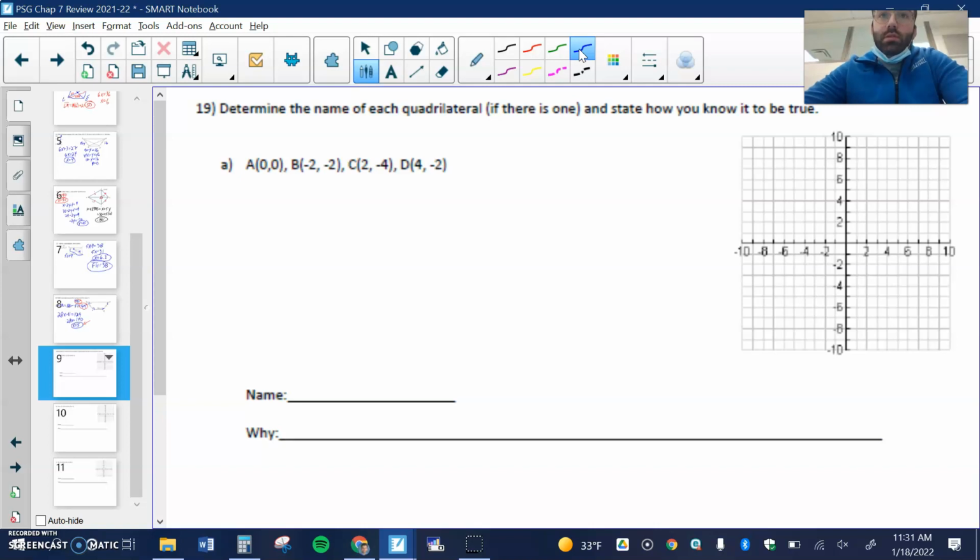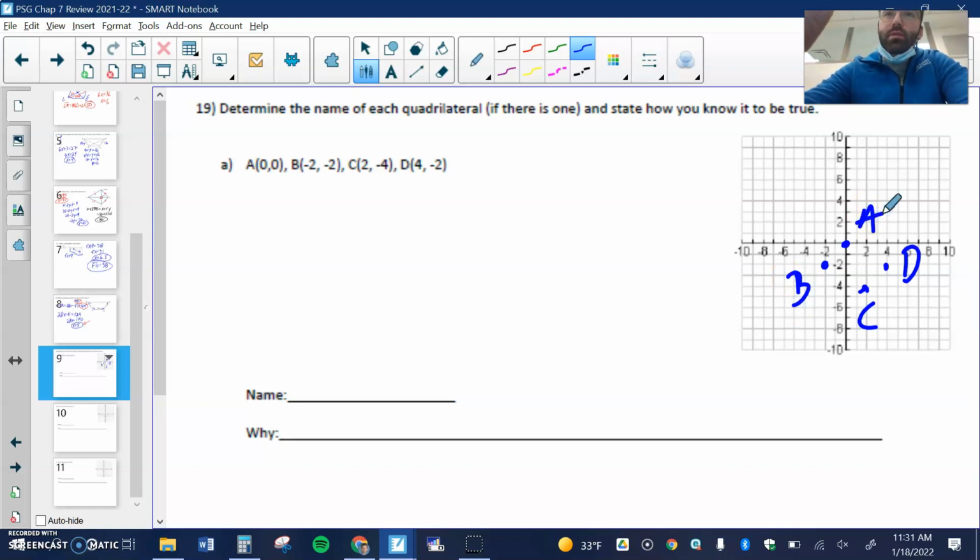Here we go. Let's determine the name. A is (0, 0). B is (-2, -2). C is (2, -4). And D is (4, -2). So this is D, C, B, and A.